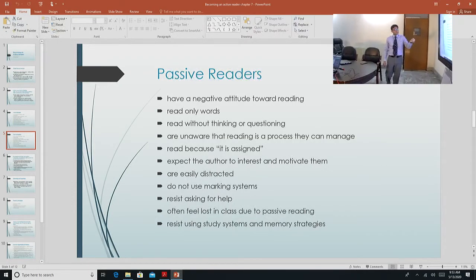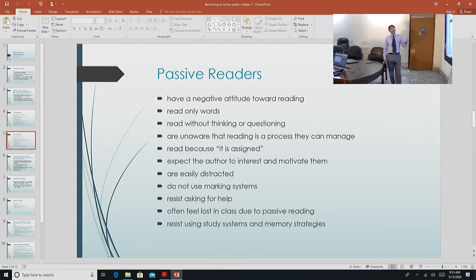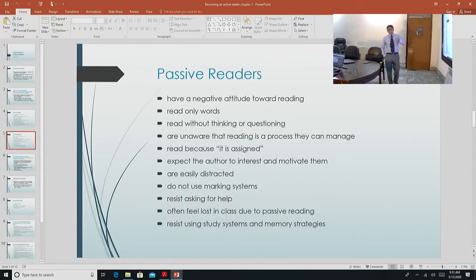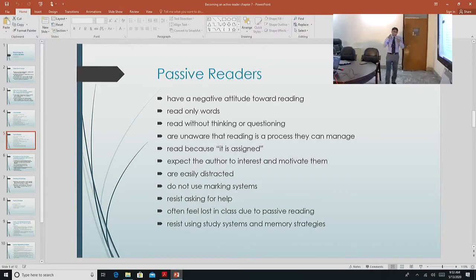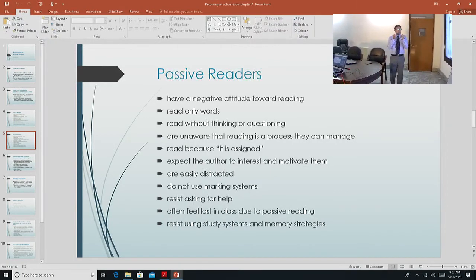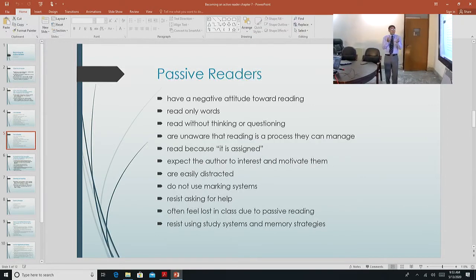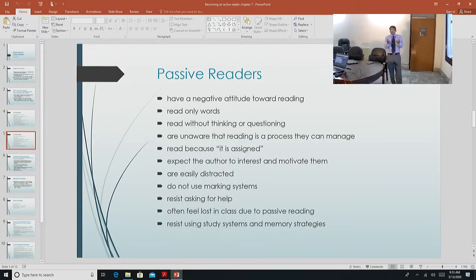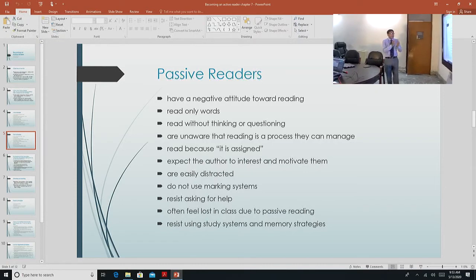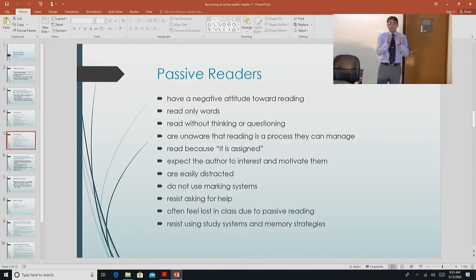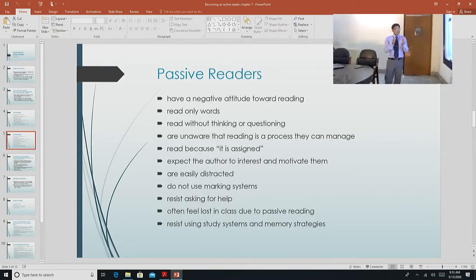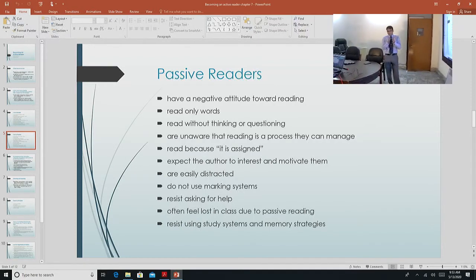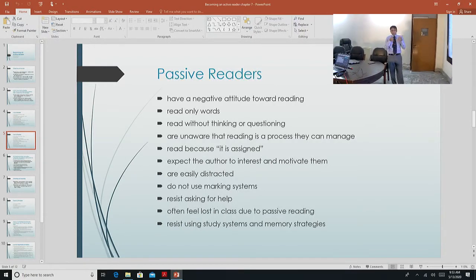They resist using study systems and memory strategies. They do not use their memory strategies. They don't know what is long-term memory and short-term memory and how to take care of the knowledge, how to make affiliations, how to relate themselves, and how to relate the new knowledge that they are getting with the previous knowledge. So that is the difference between active readers and passive readers. We need to differentiate between them. We need to learn that we are not right.